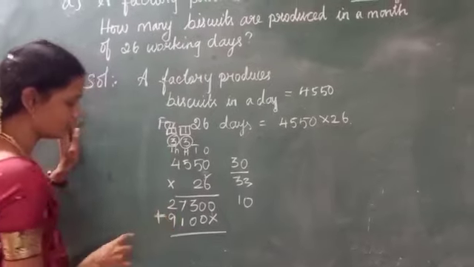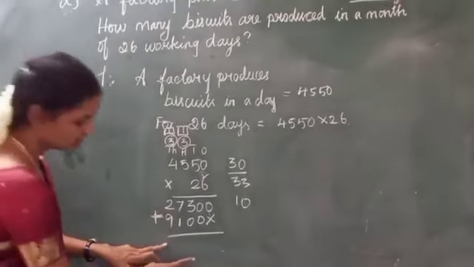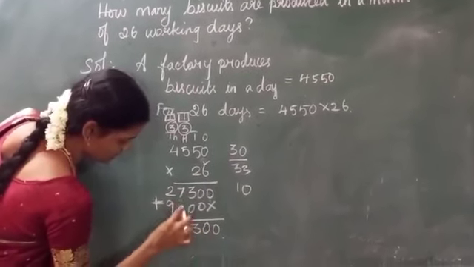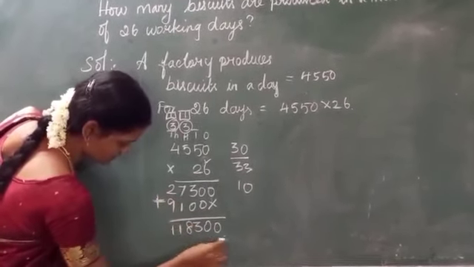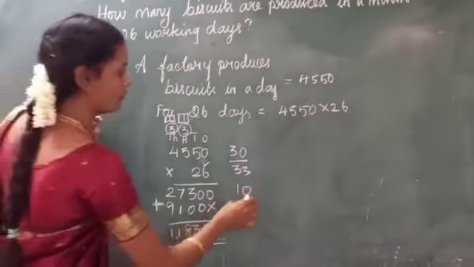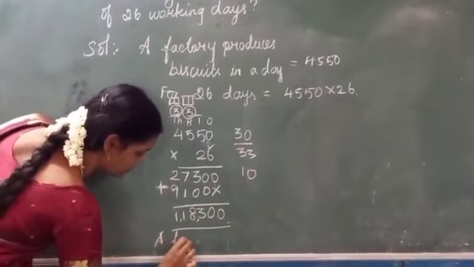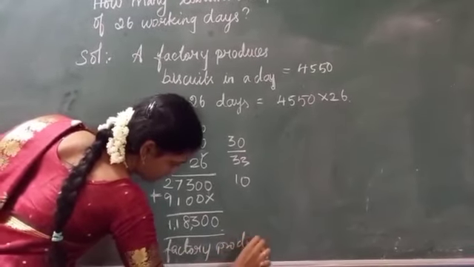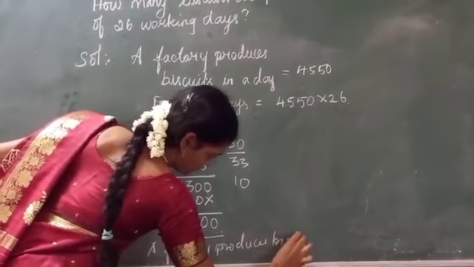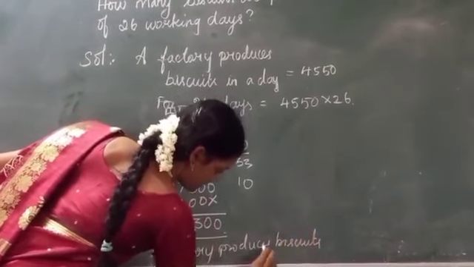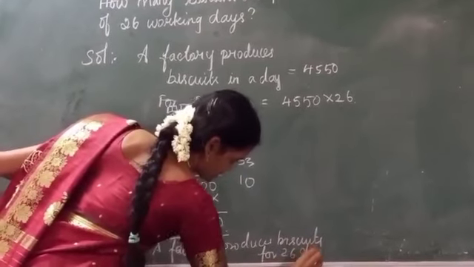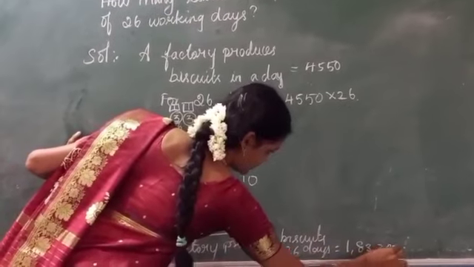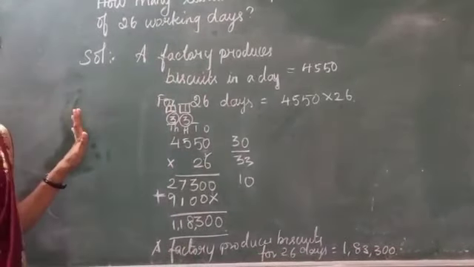Then we are going to do addition to find the final answer. 0, 0, 3, 7 plus 1 is 8, 9 plus 2 is 11. So a factory produces biscuits for 26 days is equal to 1,83,300. Is that clear, children?